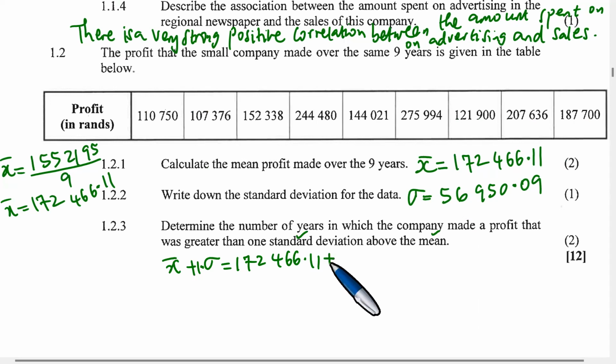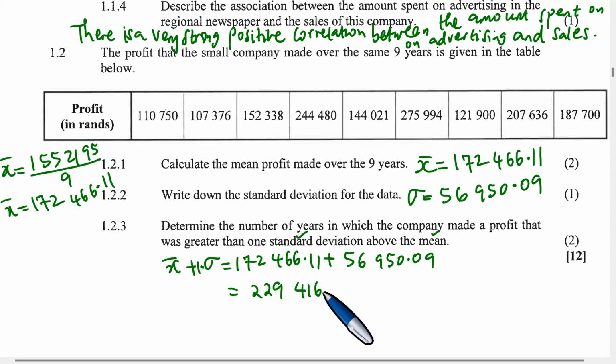And then you add to it 1 standard deviation above the mean. So it is 56950.09. If you use a calculator to add these things here, the result we're getting is 229,416.20. So this is x bar plus 1 standard deviation above the mean.